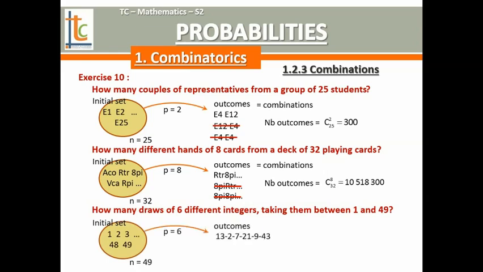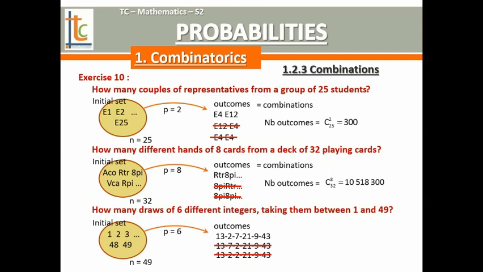A possibility is this one: 13, 2, 7, 21, 9, 43. If I do a permutation of 2 elements, 13, 7, 2, 21, 9, 43, it's the same result. It's the same way to play this game, so it's not another outcome. And do we have the possibility to take the 2 twice? No, of course not.